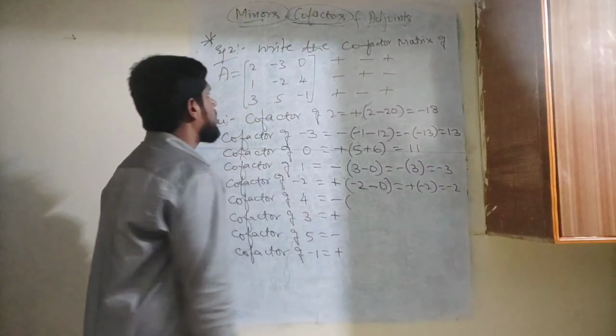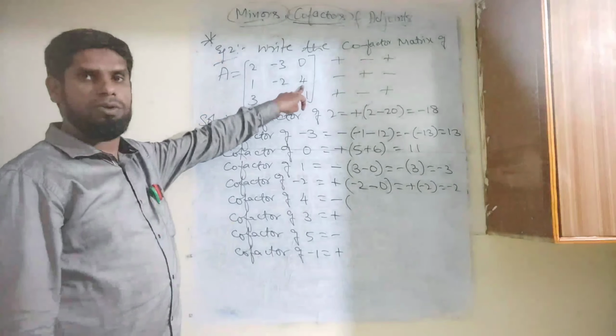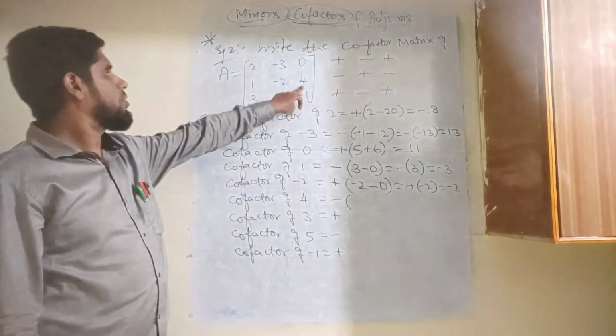Next, cofactor of 4. So 2 into 5 is 10. Minus 3 into minus 3 is minus 9. Minus into minus, plus 9. So it is minus 19. Minus of 19, so it is minus 19.